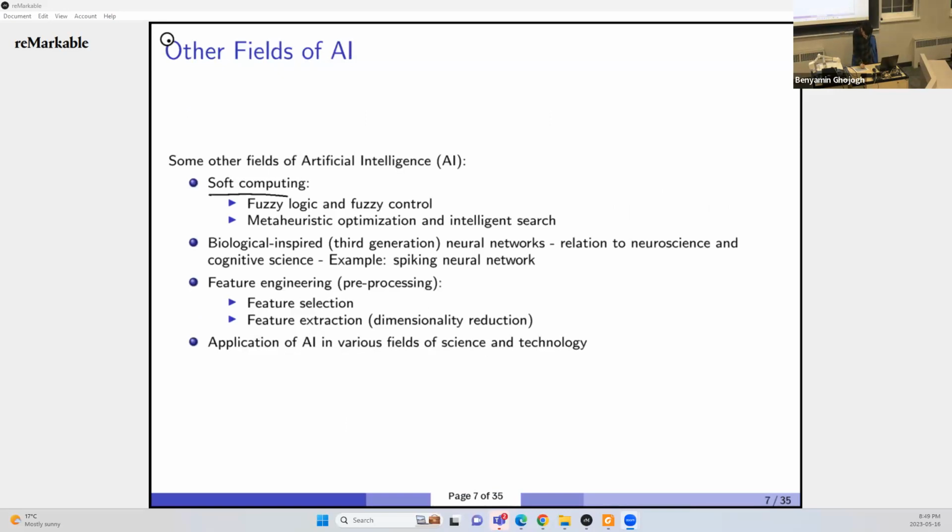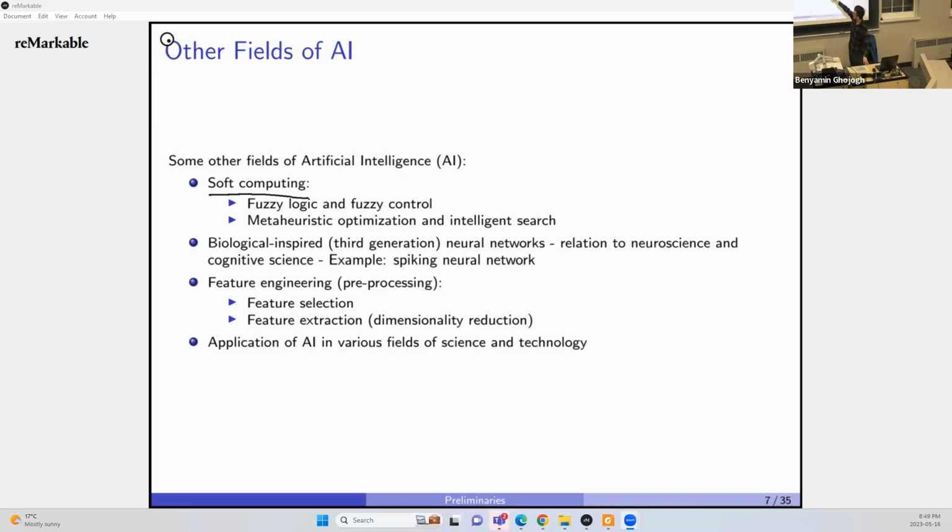Some other areas of AI, soft computing. Soft computing, sometimes also called computational intelligence. It has fuzzy logic. It's not machine learning, but it's a part of AI. All AI includes machine learning, but machine learning doesn't include the whole AI. So the fuzzy logic and fuzzy control says that rather than having binary logic, 0 and 1, let's have a range. How am I feeling? I'm 70% good, 30% bad, something like that.